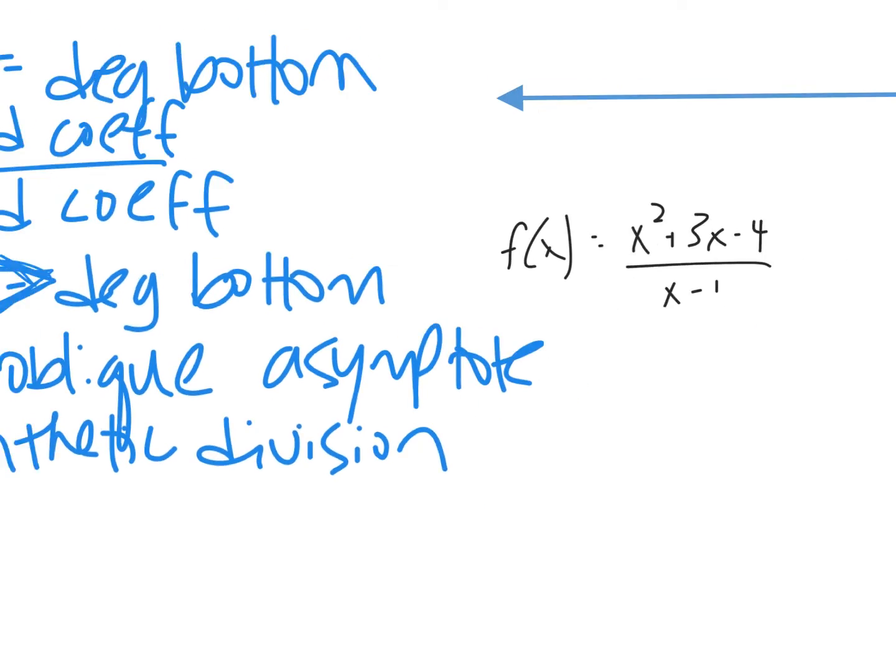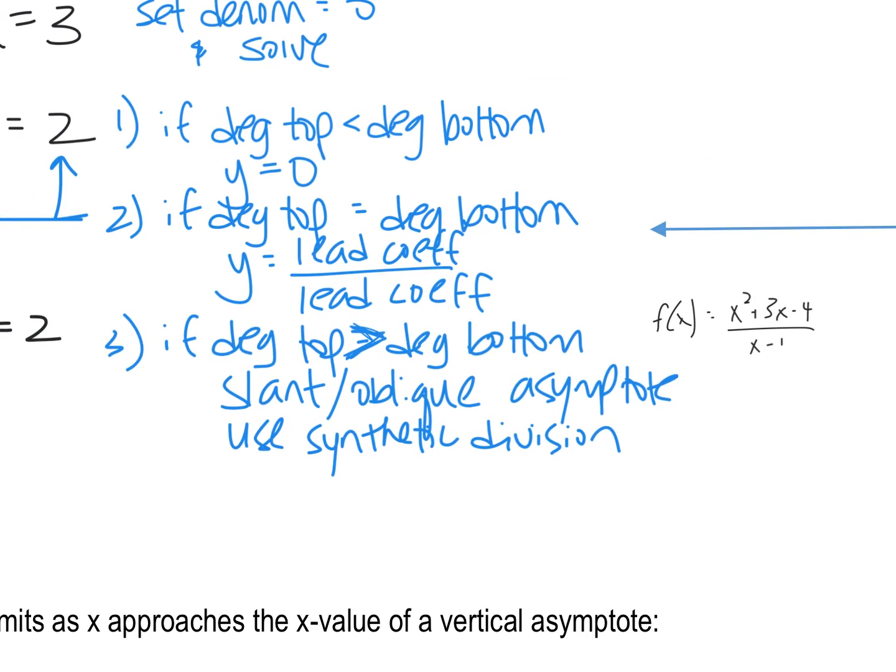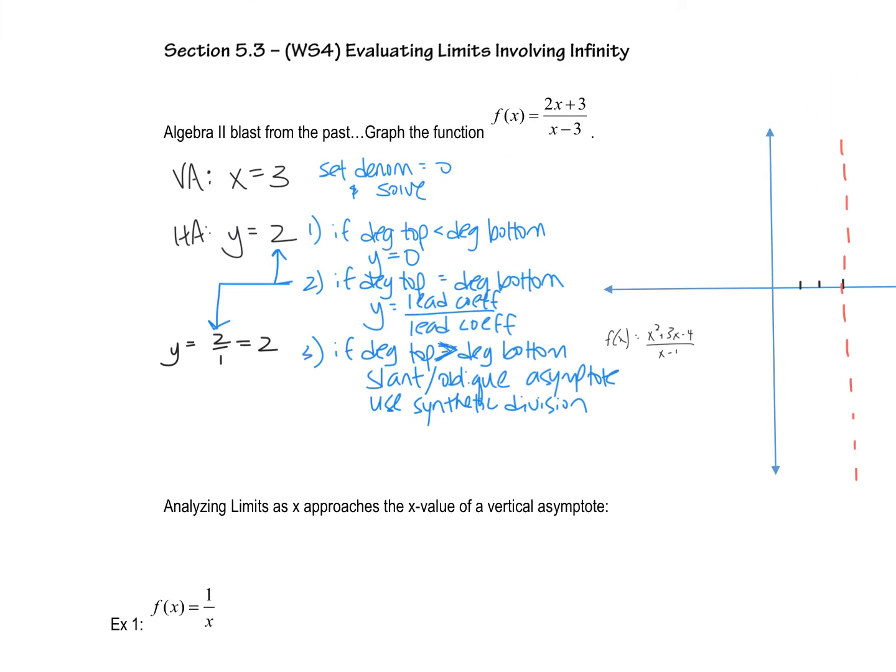In that case, that's a third case scenario, and that's when you have a slant or an oblique asymptote. It's not horizontal, but it's like a slanted line. We're going to use synthetic division in that case. We won't do many examples that have to do with scenario number 3, but in case you were wondering, and if you remember that from Algebra 2, that is that. Anyways, okay.